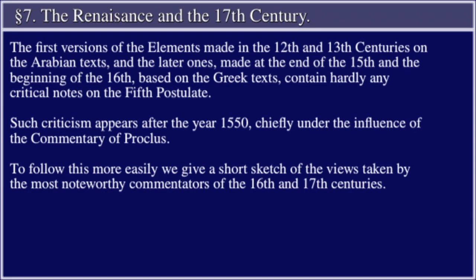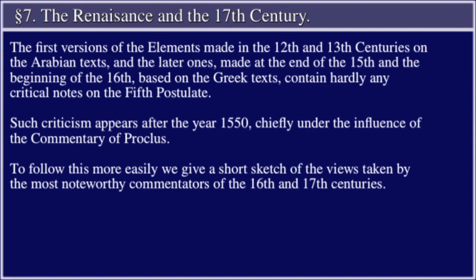The first versions of the Elements made in the 12th and 13th centuries on the Arabian text, and the later ones made at the end of the 15th century and the beginning of the 16th, based on the Greek text, contain hardly any notes on the fifth postulate. Such criticism appears after the year 1550, chiefly under the influence of the commentary of Proclus.